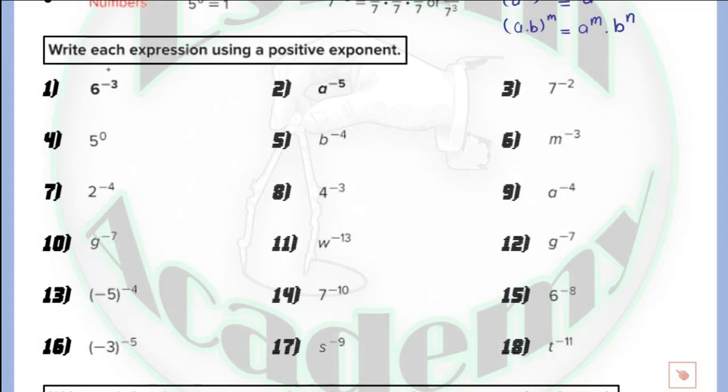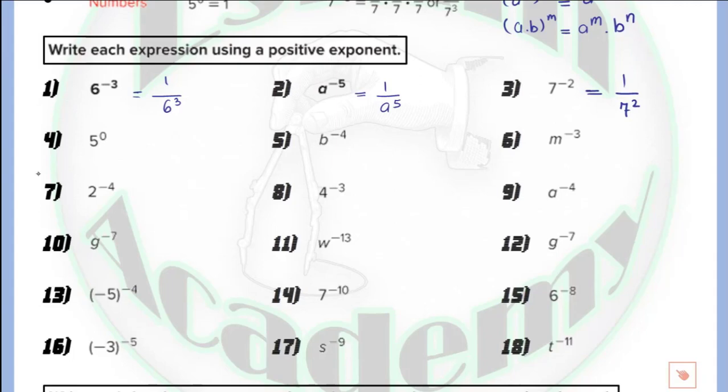In this problem, we need to write each expression using a positive exponent. In question number 1, we have 6 to the power negative 3. So it will be equal to 1 over 6 to the power 3. Once we have a negative power, change the position, write a positive power. a to the power negative 5. So it will be 1 over a to the power 5. 7 to the power negative 2. So it will be equal to 1 over 7 to the power 2.